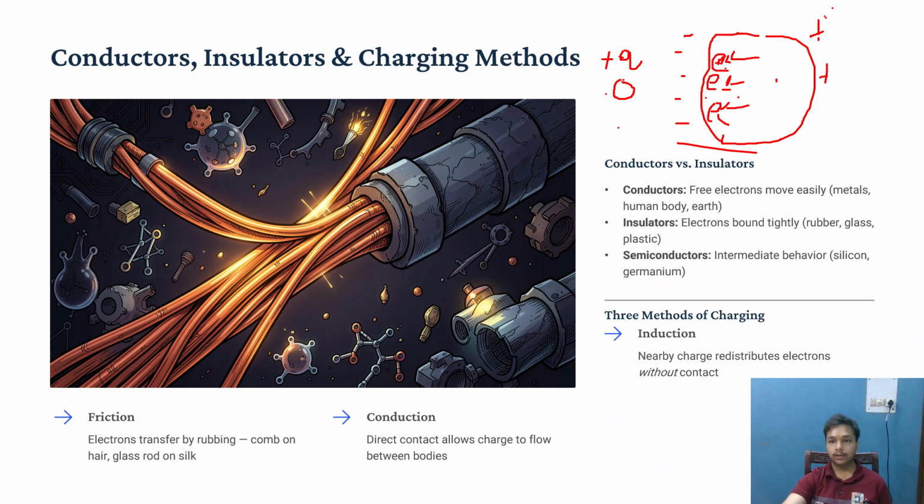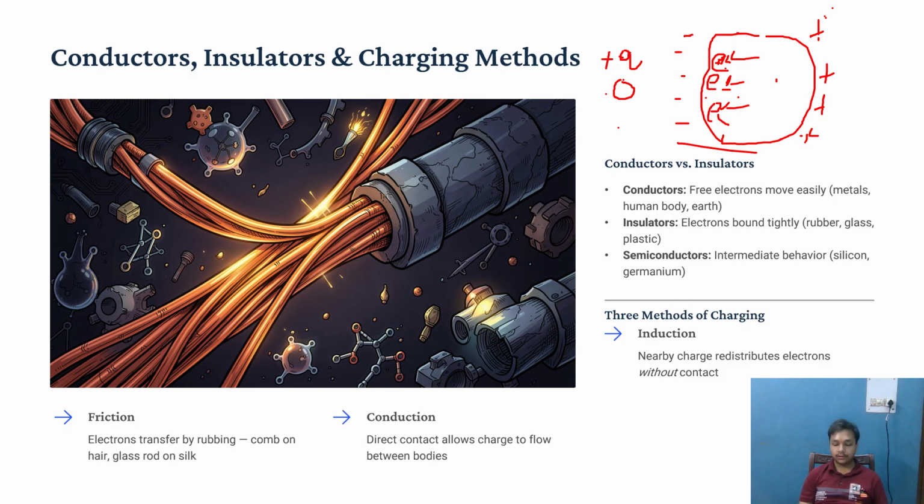So this side of the body gets positively charged and the other side of the body gets negatively charged. These free electrons are displaced towards the positive charge as shown in this figure, so towards plus Q. The force on free electrons due to the external positive charge will cause these electrons to accumulate on the surface of the body facing the positive charge, as you can see in the figure.